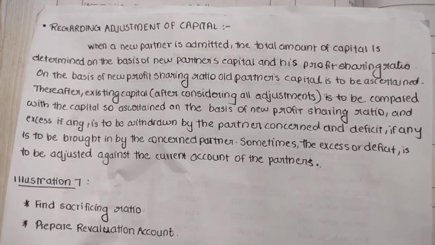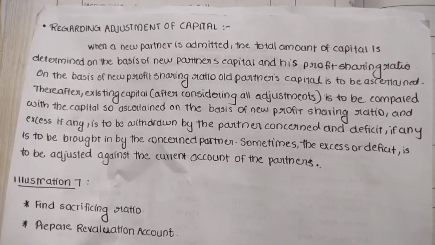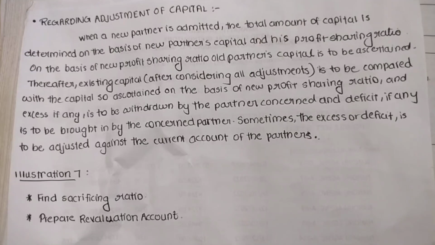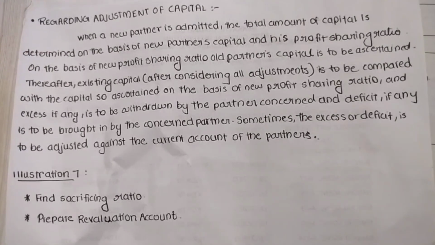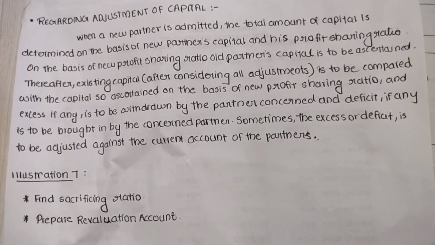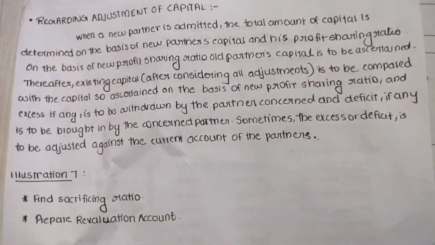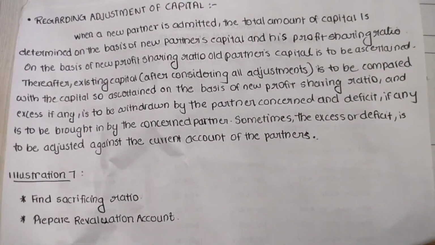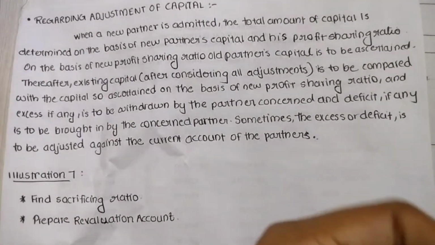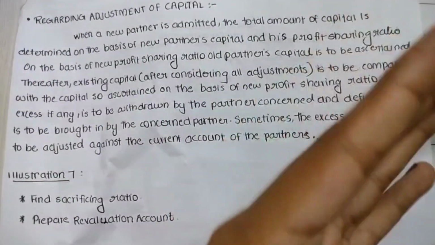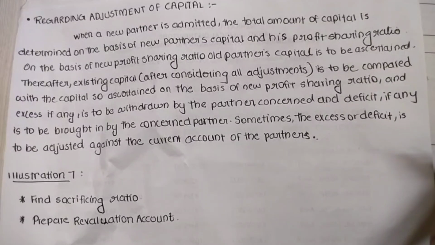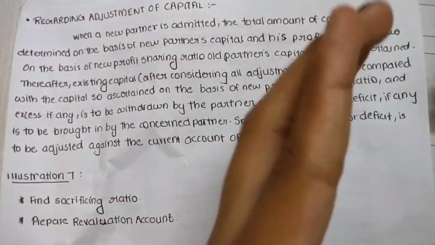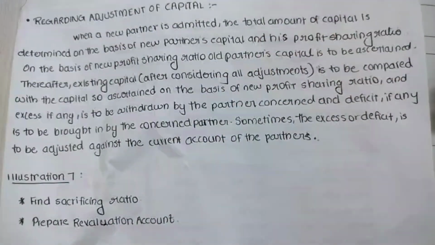In this video, I'll be explaining illustration number 7 of admission of a partner and illustration number 19 of retirement of a partner. I decided to explain illustration number 7 first because only if I explain illustration number 7, you will get to understand illustration number 19. Since I am not able to cover the admission of a partner portion completely, you won't be able to connect illustration number 19. So that's why I'm explaining illustration number 7 first and then going to illustration number 19.